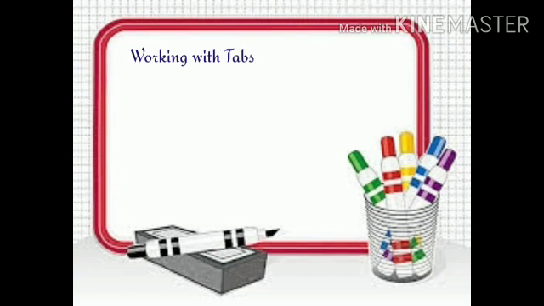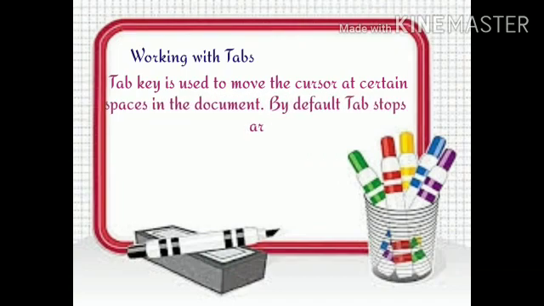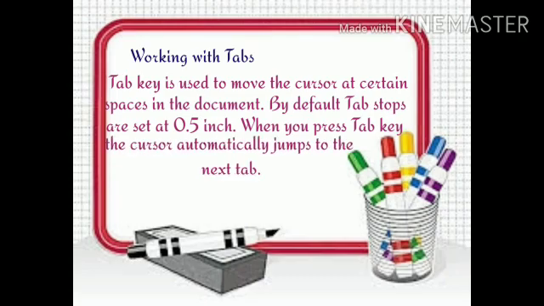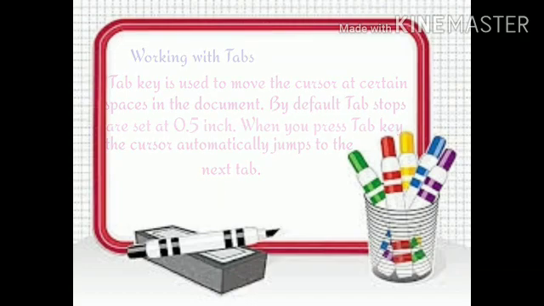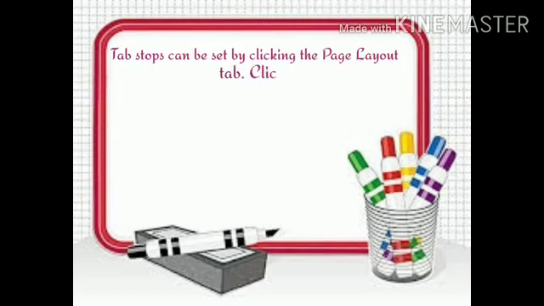Working with tabs. The tab key is used to move the cursor at certain spaces in the document. By default, the tab stops are set at every 0.5 inch. Now you can set the tab stop along with the ruler according to your requirement. When you press the tab key, the cursor will automatically jump to the next tab. Tabs can be created using leader lines.